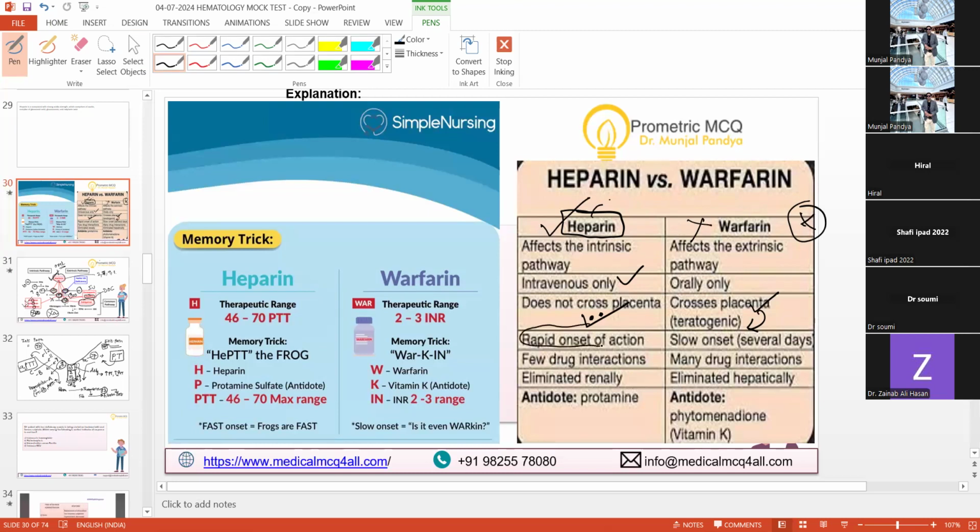Heparin has a rapid onset of action. When you give heparin, it acts fast, while warfarin takes 3 to 5 days for its effect to start. So when a patient comes to me in the morning with calf deep vein thrombosis, I will start low molecular weight heparin as well as warfarin. I start both, because warfarin will not act immediately. It takes 3 to 5 days to have its optimal effect, for the INR to become 2 to 3. We call that the therapeutic range.